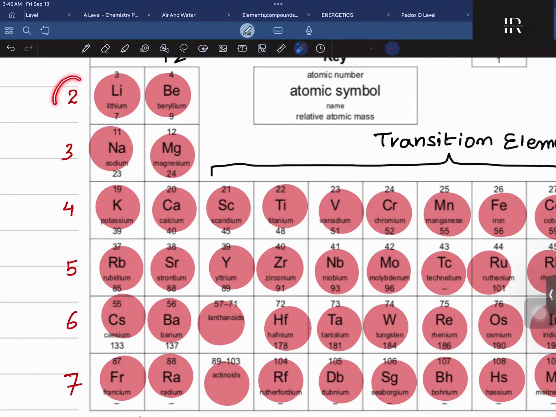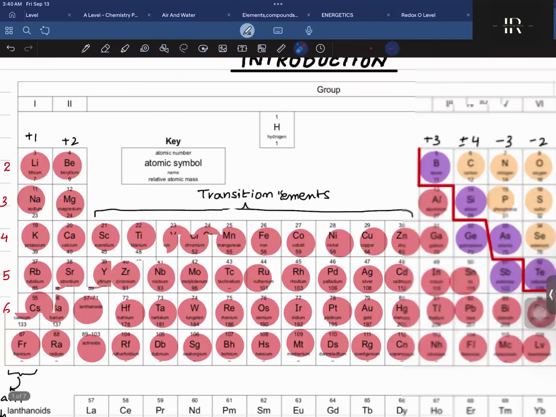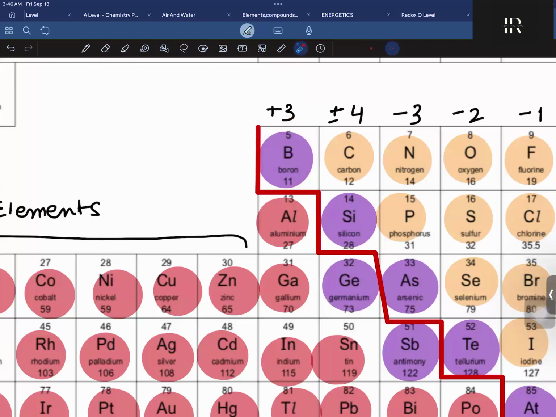If this is in period 2, it means that if you draw the structure of lithium, you will see 2 shells. If you draw the structure for beryllium, boron, or carbon, you will see 2 shells. Why? They are in the same period, and the period number is going to tell you the total number of shells.